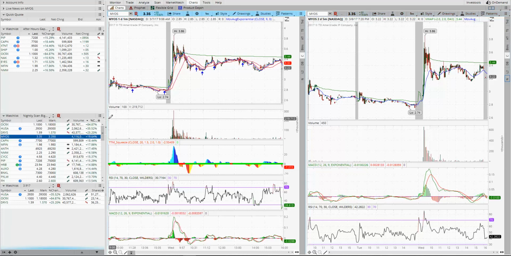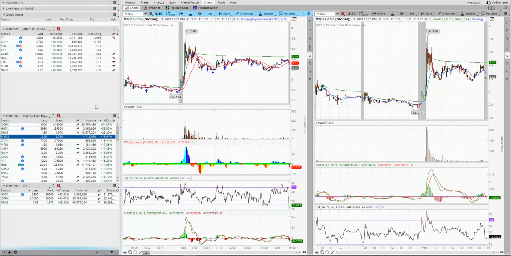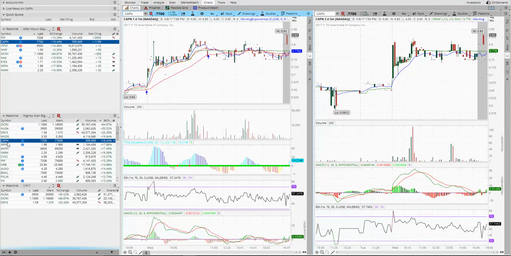We'll see. I'm not gonna put it on the watch list. I'm gonna see what else is out there. Well, you can put it on yours. Let's see what else is happening. CAPN, choppy stock, no volume, right?